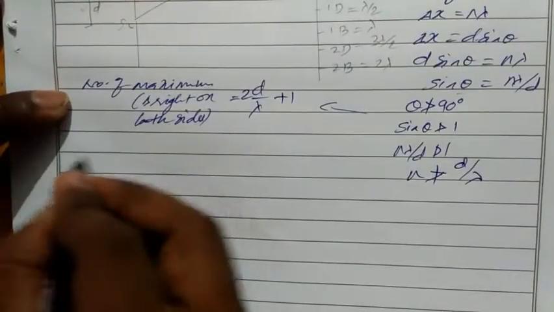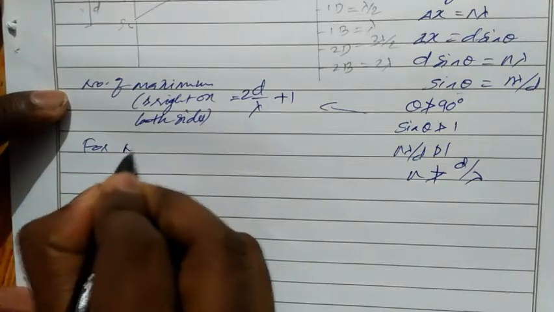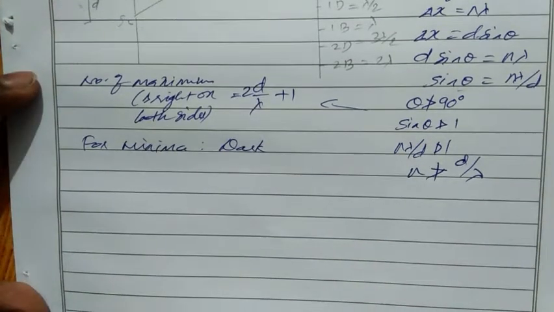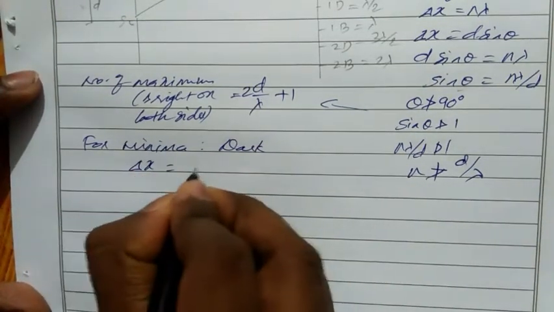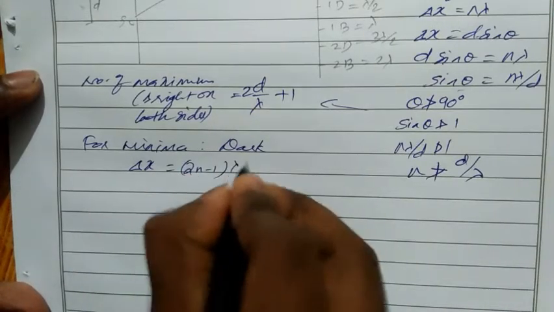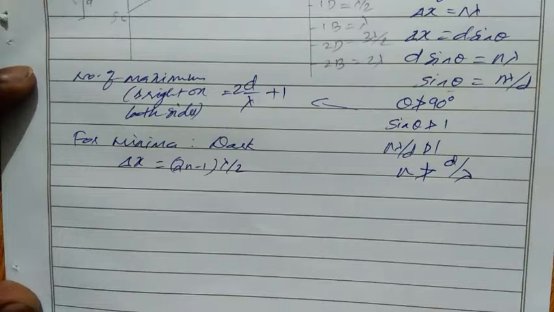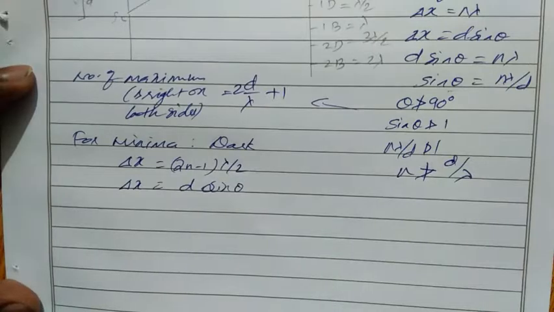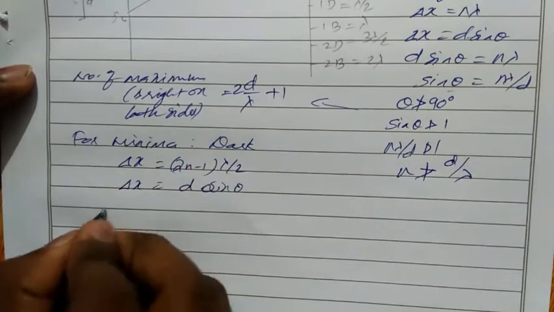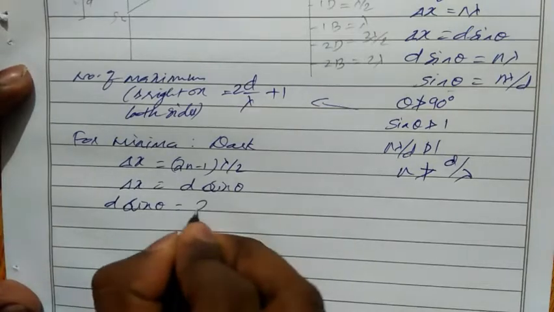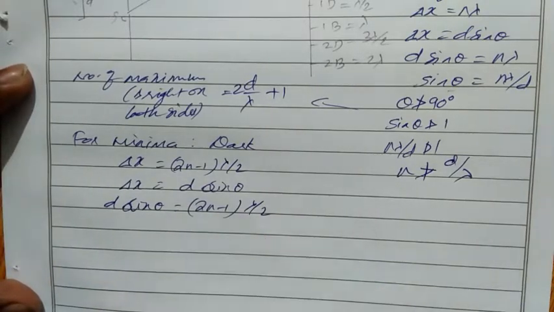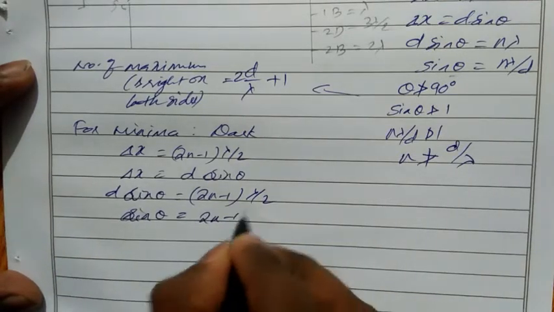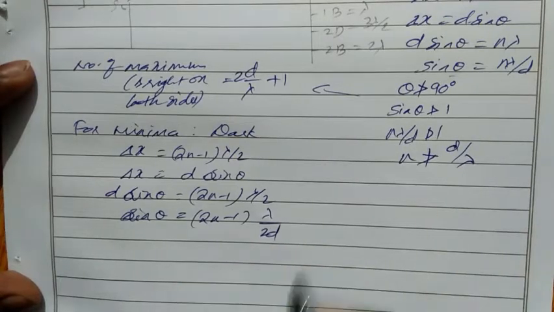Then for minima, or dark fringes, we have this path difference formula: del x equal to (2n minus 1) lambda by 2. Then del x equal to d sin theta. So I can substitute this value here: d sin theta equal to (2n minus 1) lambda by 2. From this, take the value of sin theta: sin theta equal to (2n minus 1) lambda by 2d.